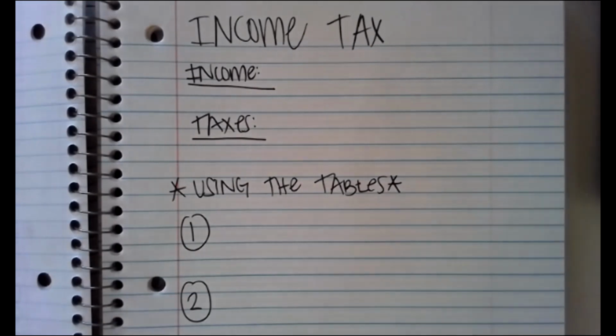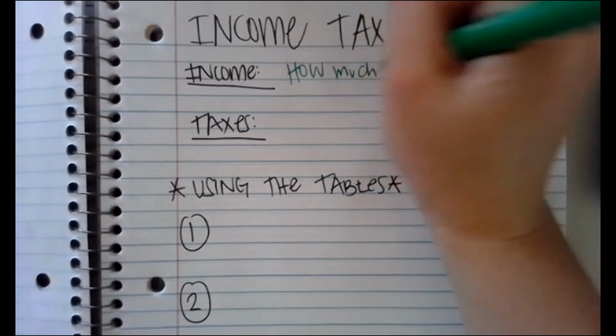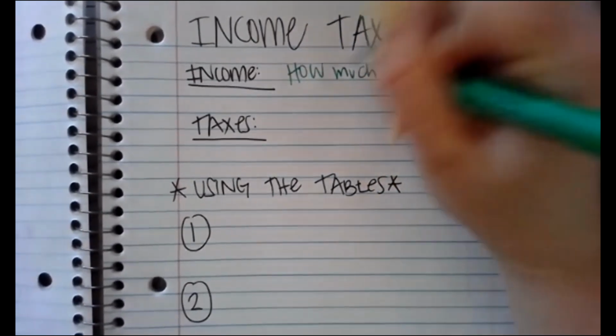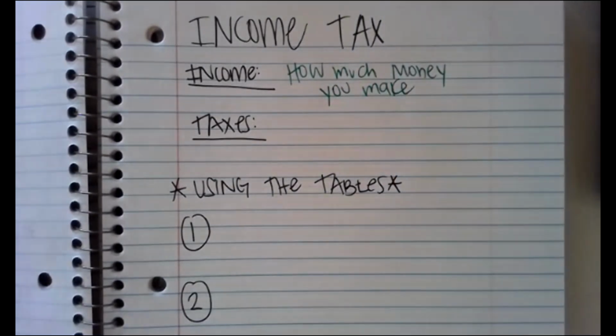Okay, so let's go over the definition of what income is. Income is how much money you make. It could be from your job. It could be from extra work that you do outside of your job. It's just however you're getting money to support your lifestyle, that's called your income.